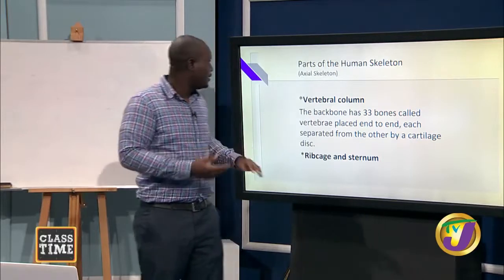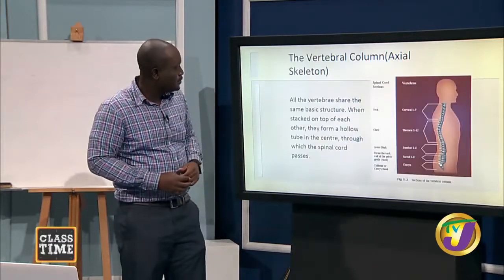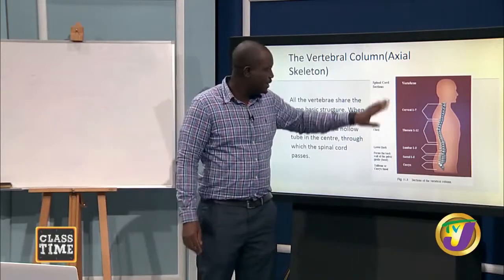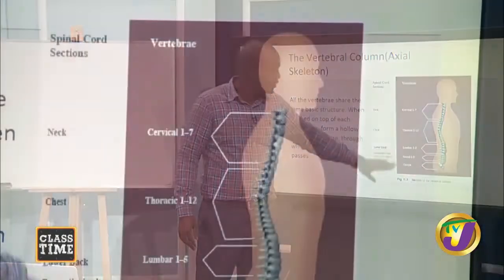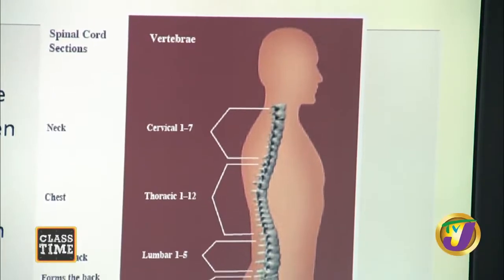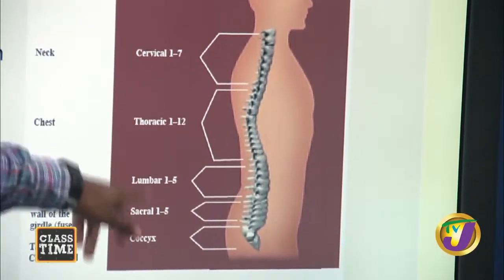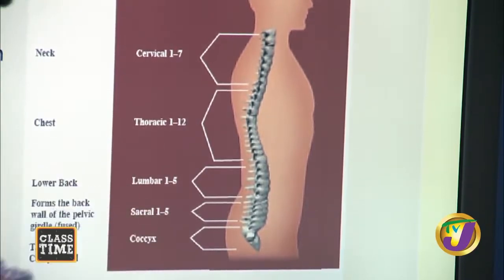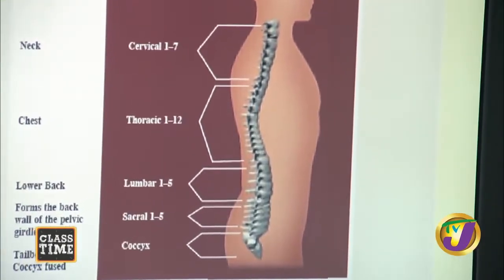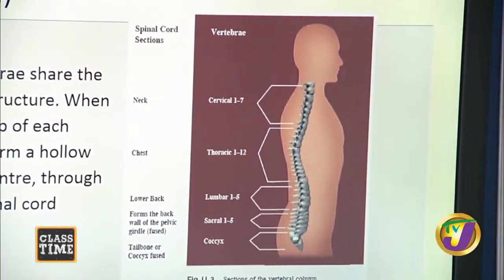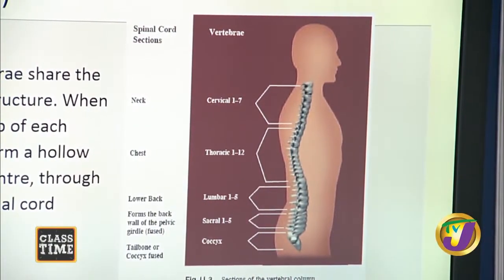And this is what it looks like. So these are different parts of the vertebrae. There are 33 bones in all: 7 cervical, 12 thoracic, 5 lumbar, 5 sacral, and then you have the coccyx. And these 33 bones more or less have a similar basic structure.